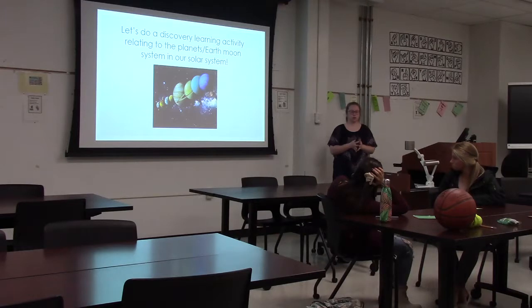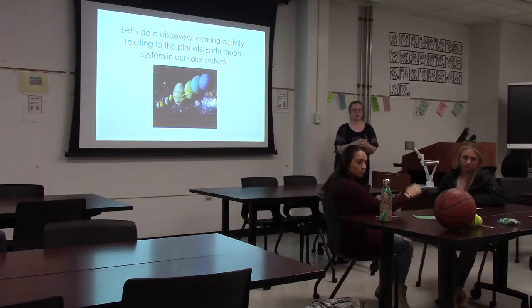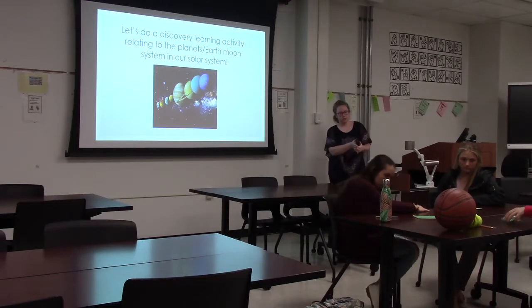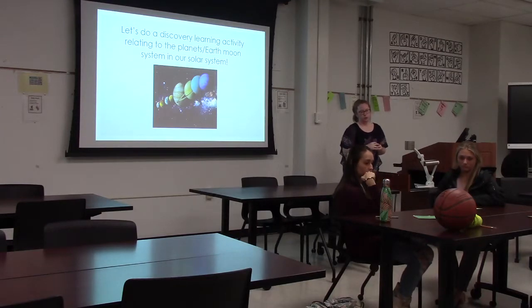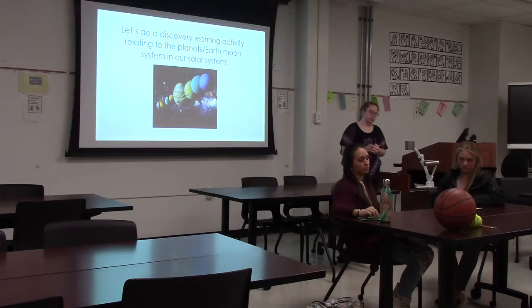So let's do a little discovery learning activity. In front of you, you have 10 different objects. 8 of them represent the planets in our solar system, 1 of them represents the sun, and the other one represents the moon. You can work together if you would like, and just make some observations of what you think those could represent and why they're the representative objects.